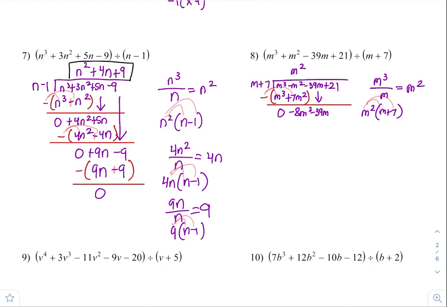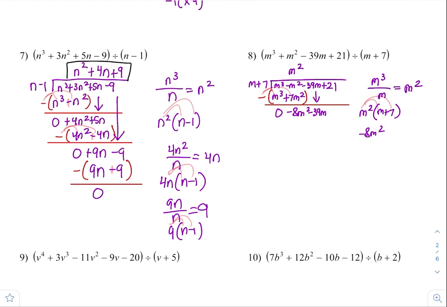Alright, so now our new highest degree, right? Back to step 2. The new highest degree is 8m to the second divided by the highest degree on the outside, which is still m. So that's negative 8m. So that's negative 8m on top, and distribute it to the outside polynomial. Negative 8m times m is negative 8m squared. Negative 8m times 7, you guys, is minus 56m.